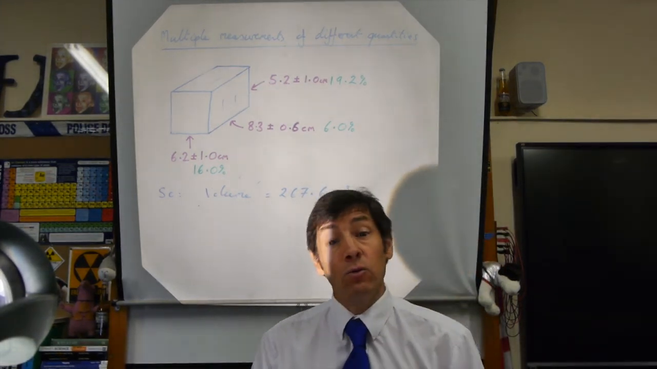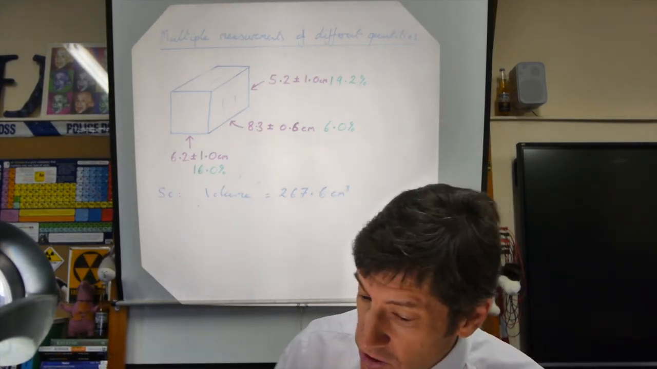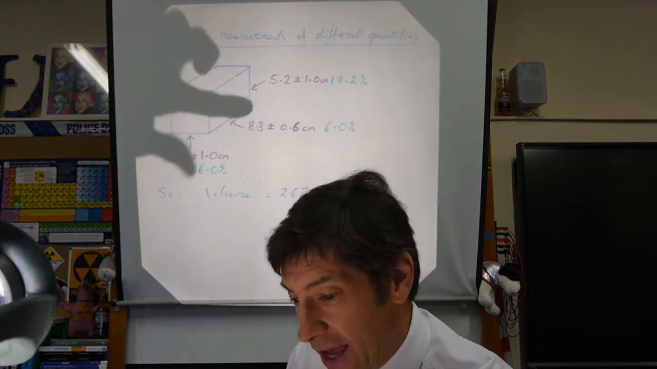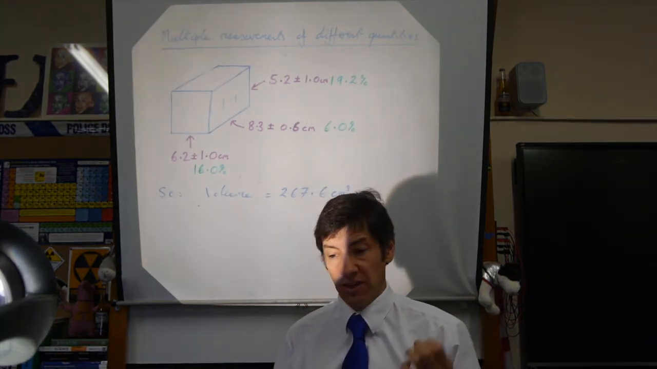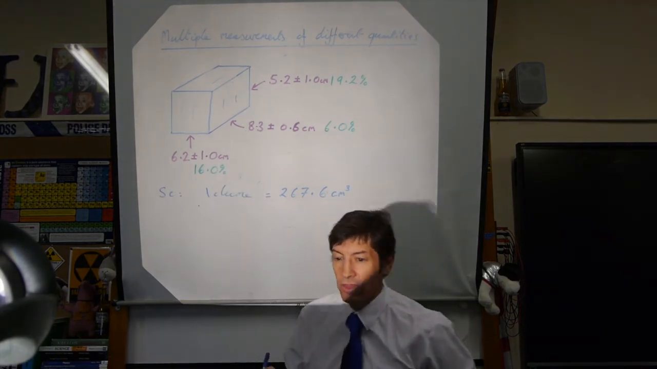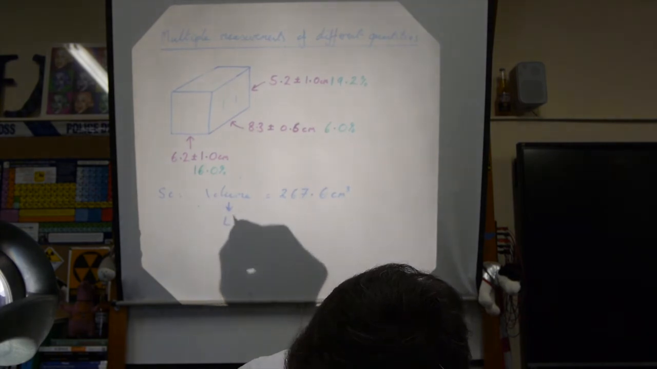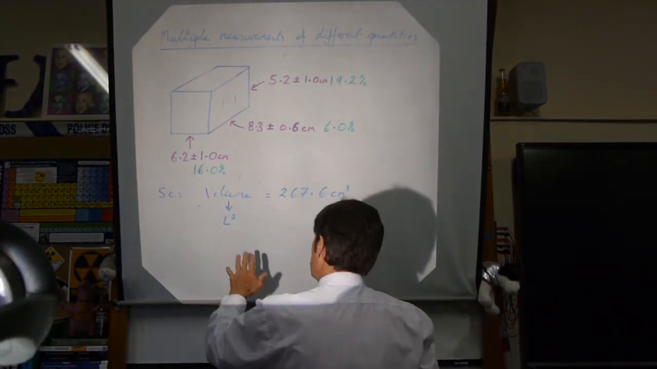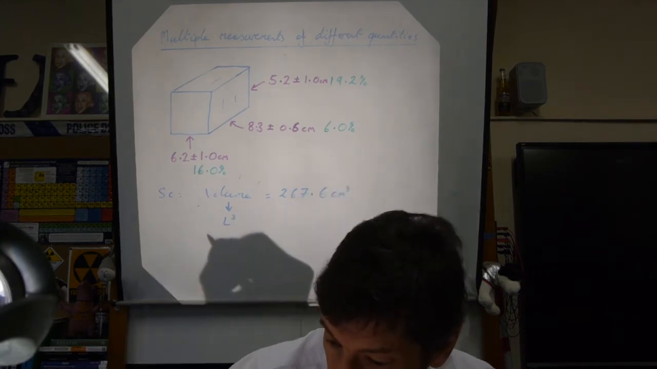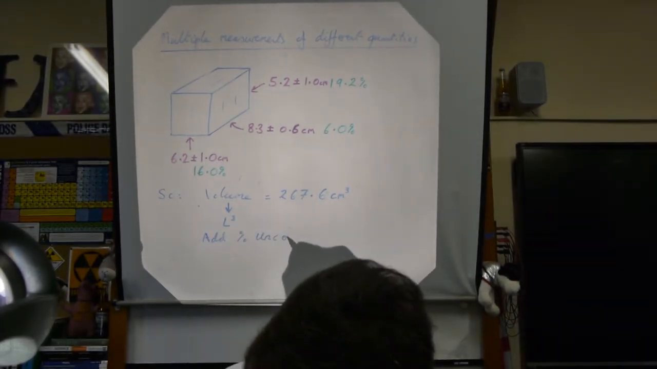But what are we going to do now with our uncertainty? Okay. Well, because we've got an uncertainty here and here and here, we add the uncertainties. So it's a length times a length times a length. I'm suggesting that the volume comes from length cubed, and if you times one thing by another, you add the uncertainties. So we will add the percentage uncertainties.